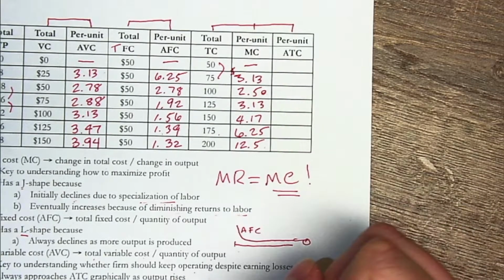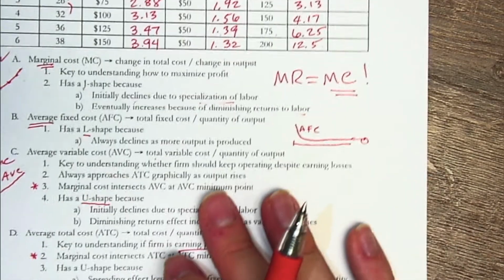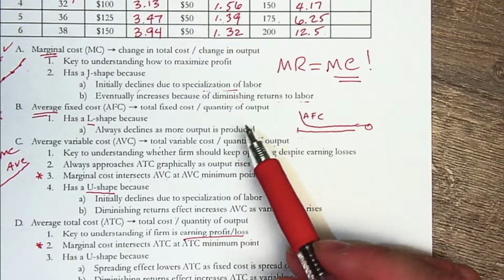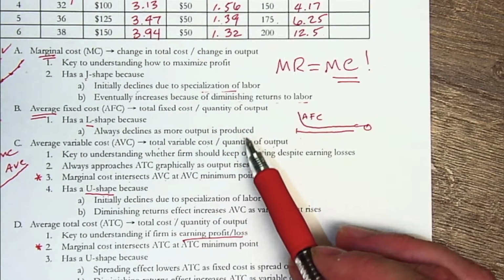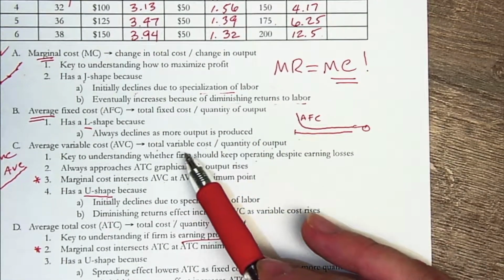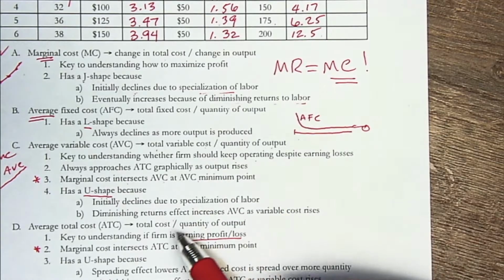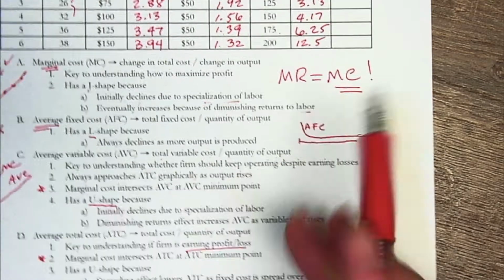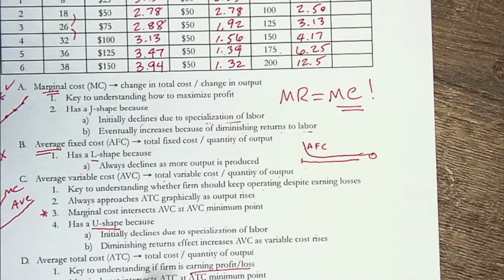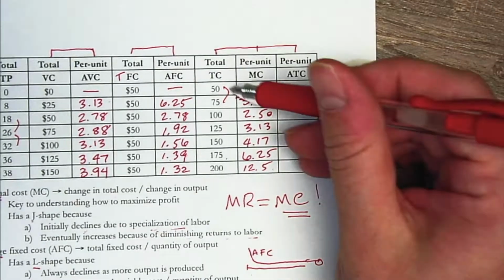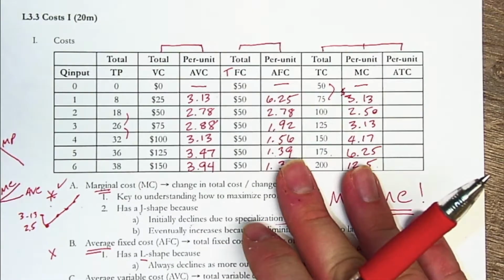So all three of the averages are the total of the cost divided by the quantity. Total cost divided by the quantity. And with the average total cost, it's just the entire total cost divided by the quantity. So let's take a look here up at the top and make sure we can see.